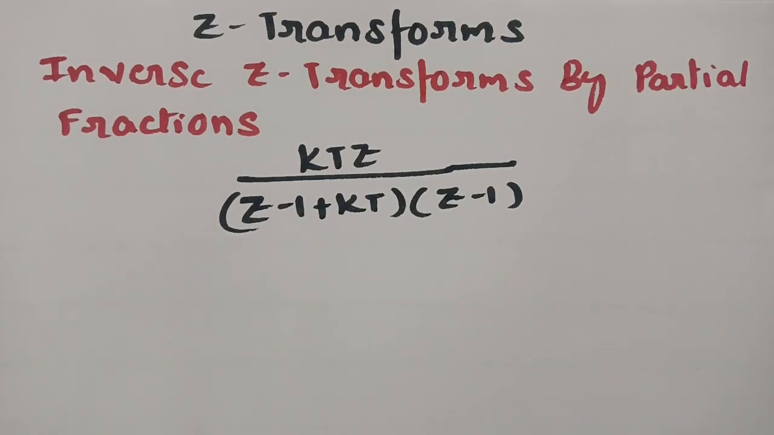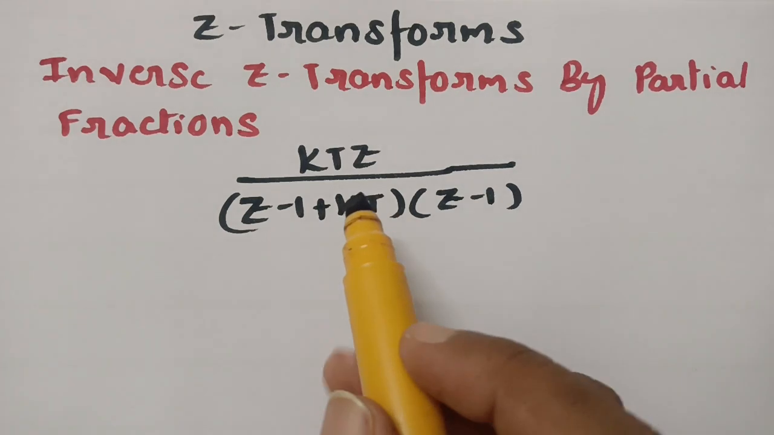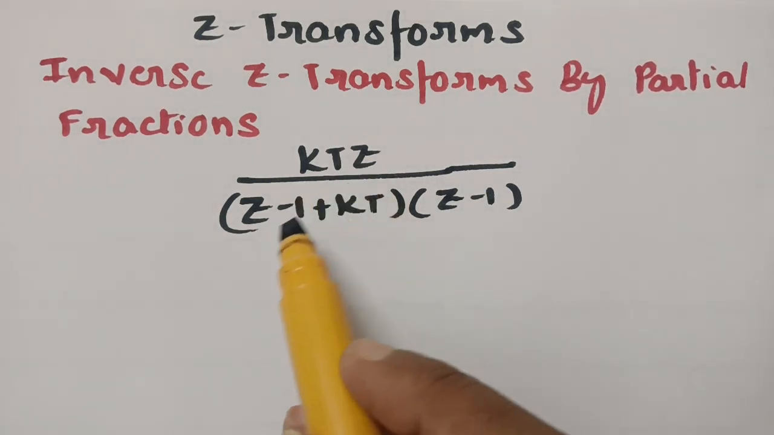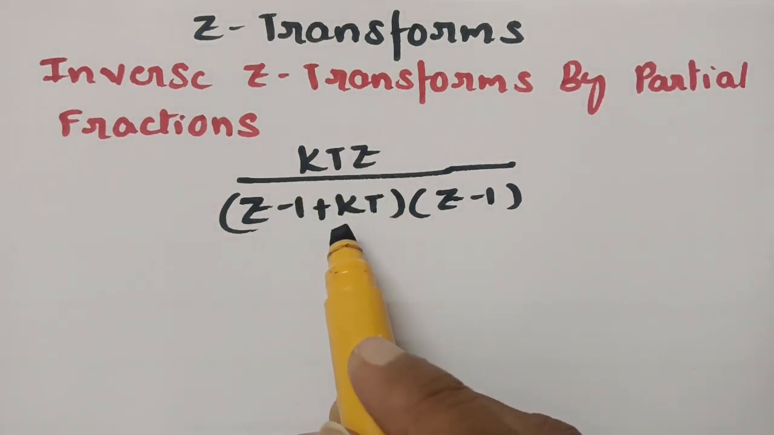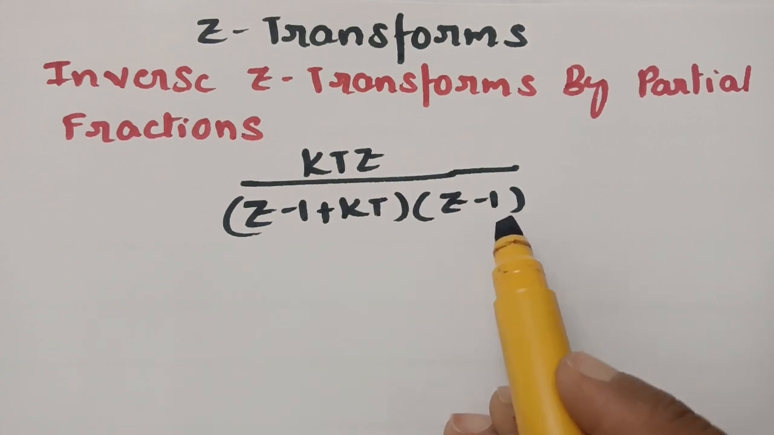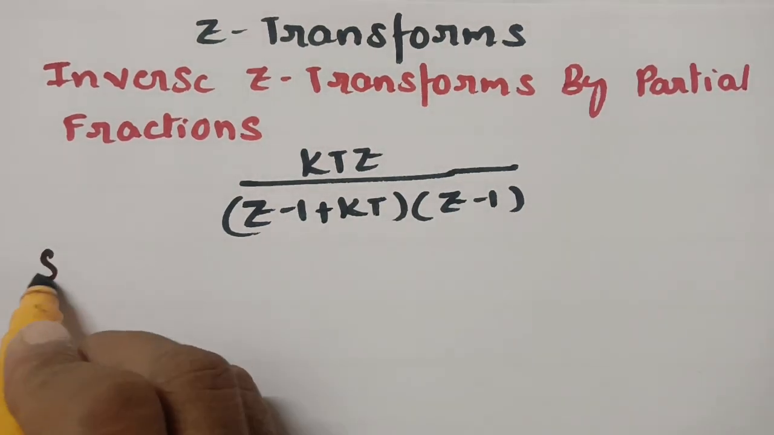In today's video, I'm going to explain how to find the inverse Z transform using partial fractions for the function kt z by (z minus 1) plus kt into (z minus 1). So let's get started to find the solution.